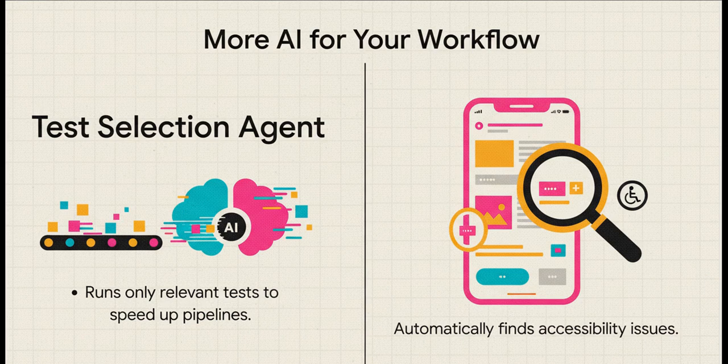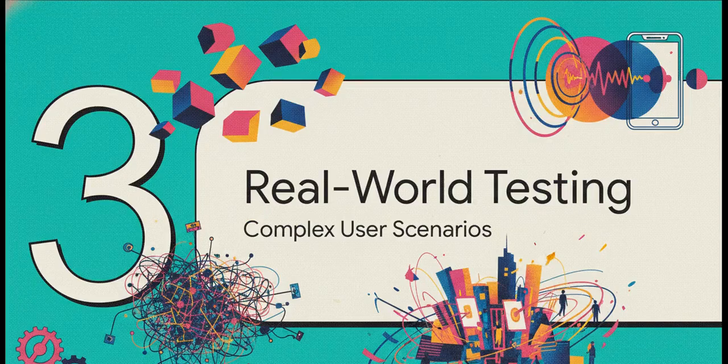And there's an A1Y AI agent that automatically finds common accessibility issues while your tests are running. Super important. All right, so we've got the devices and we've got the AI keeping our tests from breaking all the time. But now let's talk about testing for how people actually use their phones out in the wild.